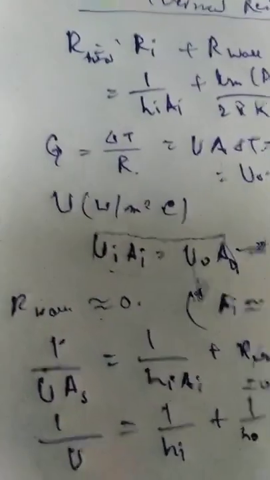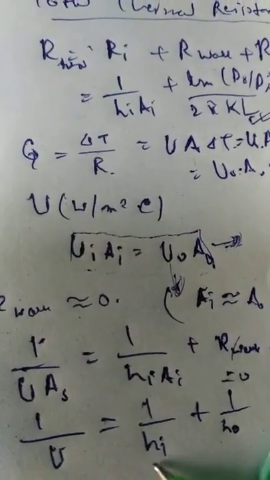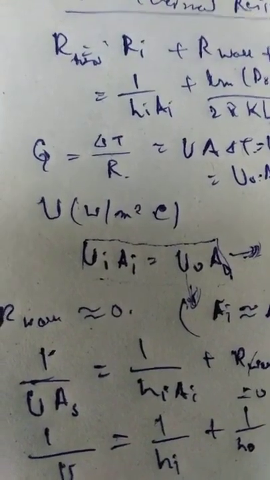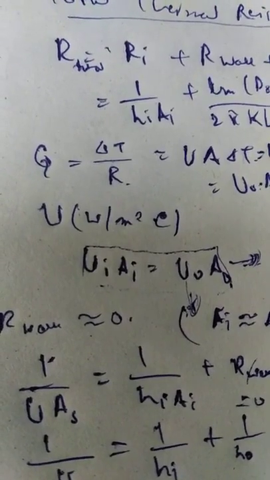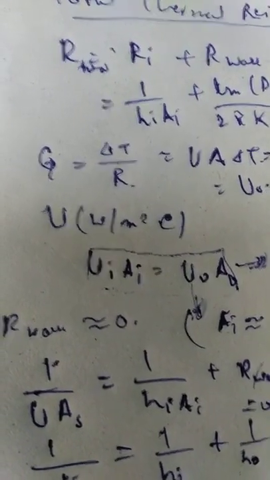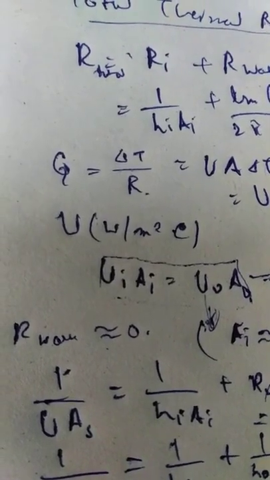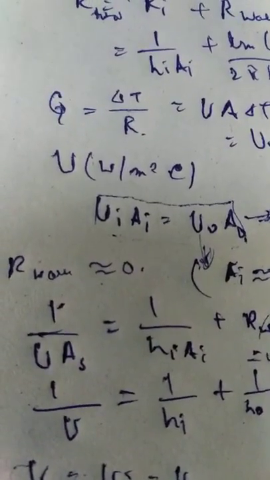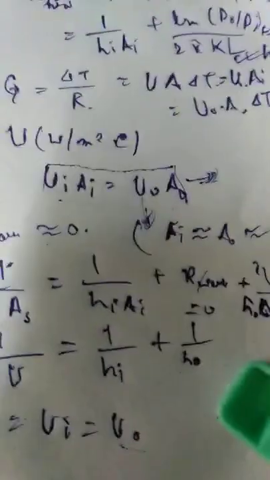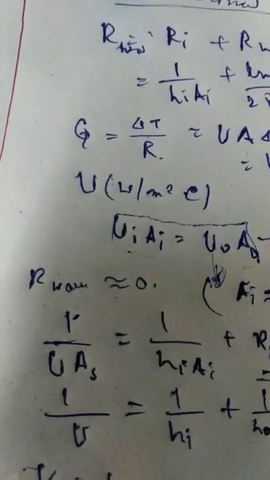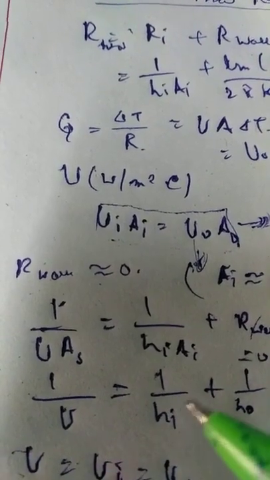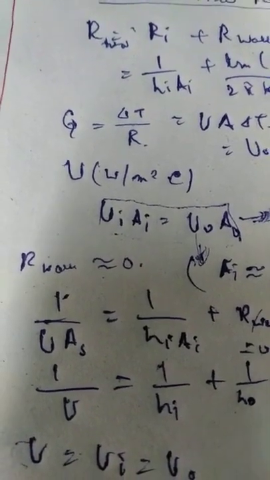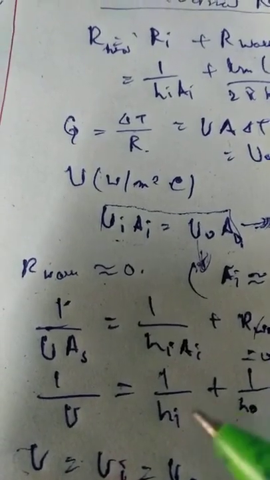We can find the overall heat transfer coefficient by finding HI and HO, which are the convection heat transfer coefficients of the inside and the outside of the tube, by using convection relations. So this is about the overall heat transfer coefficient. It is dominated by the smaller convection coefficient, because the inverse of the smaller one will be a very large entity, and for the large convection coefficient the value will be less.